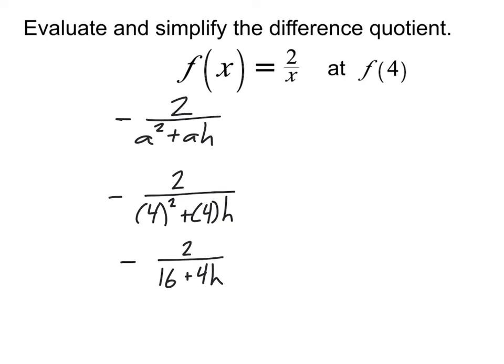So this one does simplify. Notice I can divide out of every term on the top and bottom a 2. And so we end up then with a final answer of 1 over 8 plus 2h.